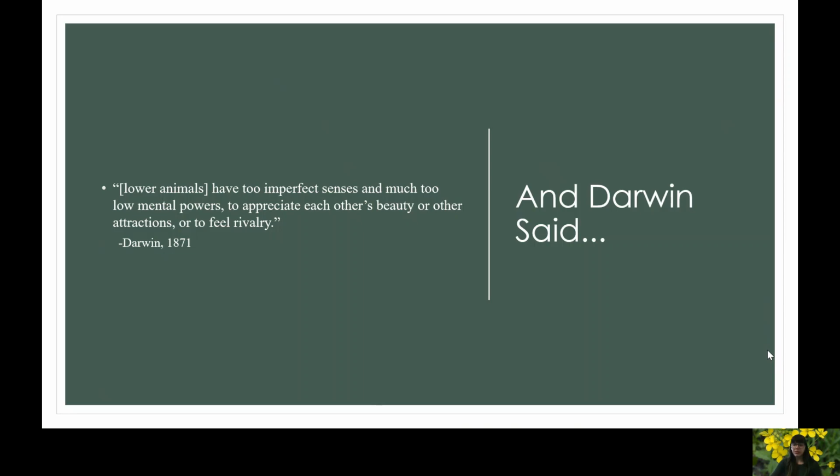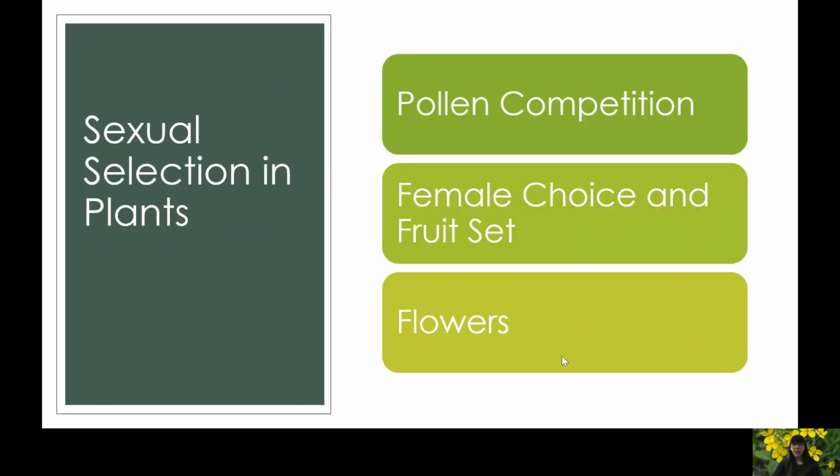It took many decades for research on sexual selection to reach plants. Many argue that processes relating to sexual selection can be found in plants, but they often appear very different. Like I said, the same processes that occur in animals still appear in plants, they just look different.